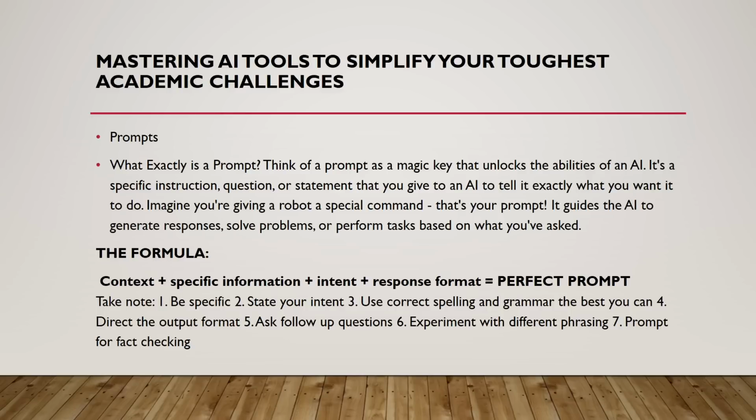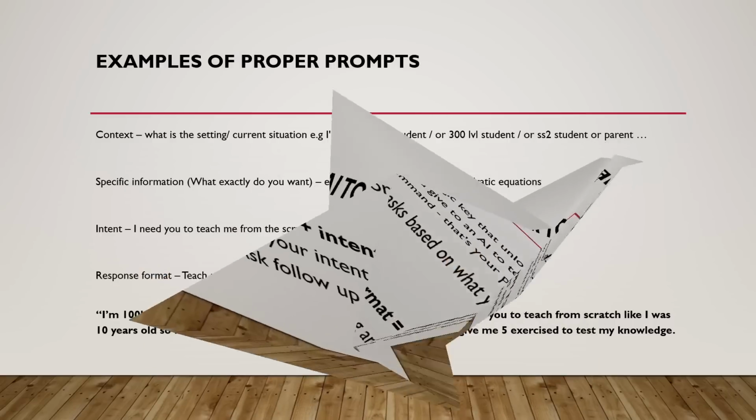You need to be specific, state your intent, use correct spelling and grammar, although these tools tend to be able to correct you if you make a mistake. Then number 4, you want to direct the output. I'll explain what I mean shortly. Then you ask follow-up questions in case you didn't get what you wanted correctly, because it's still developing. As I said, it learns. If you use it for a long time, it starts to really understand your language and everything about you. Do you understand? Then number 6, you want to experiment with different phrasing, and then 7, prompt for fact checking. So what do all these things I just said mean? Let's explore that.